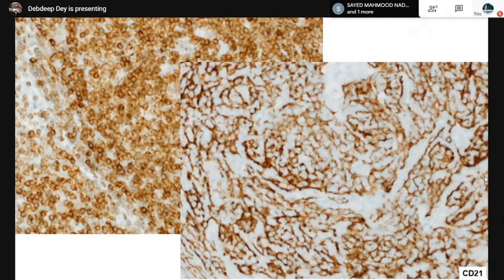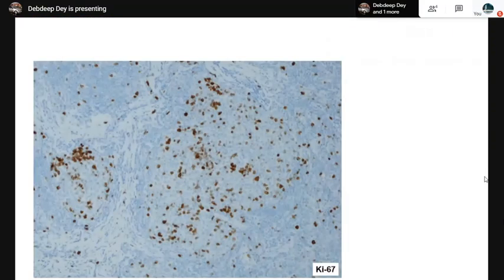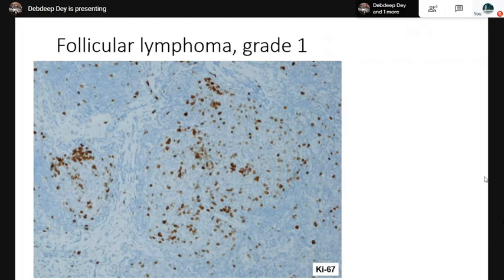This is CD21 highlighting the dendritic cell meshwork, and the Ki67 is much lower than in a reactive lymph node, and it is spread out throughout the follicle without zonation. So this is a follicular lymphoma grade 1.